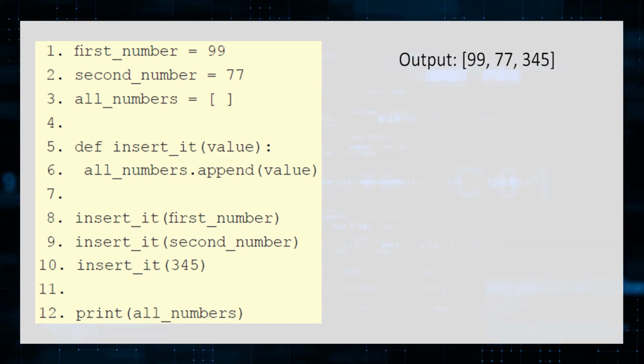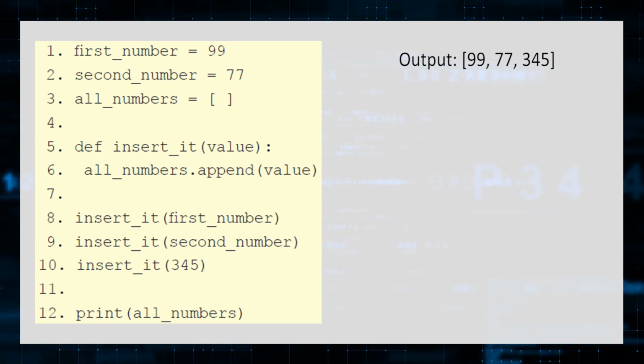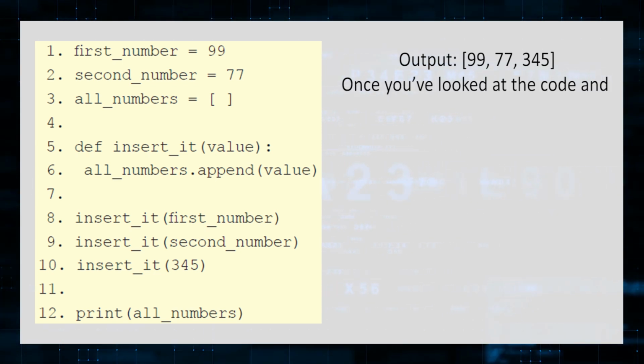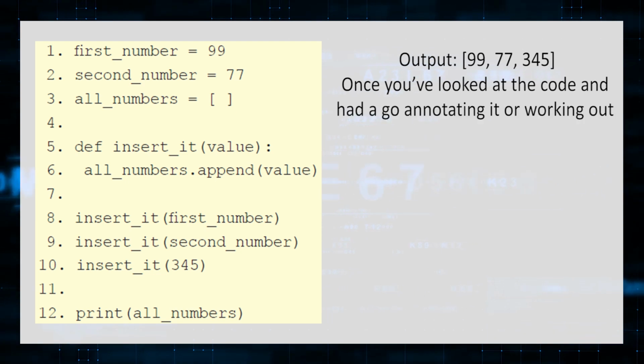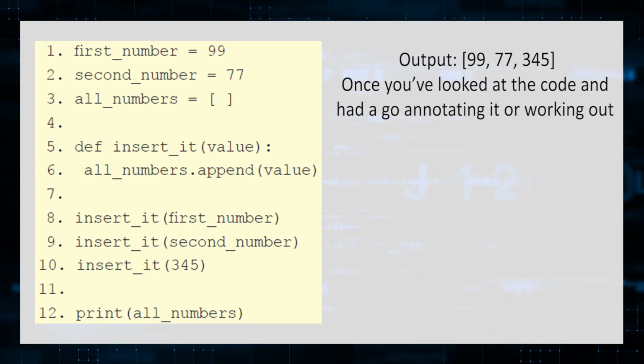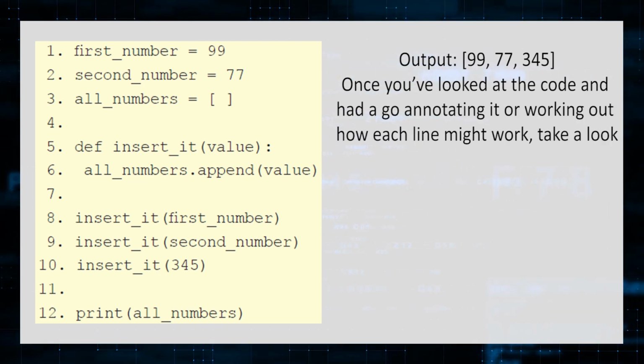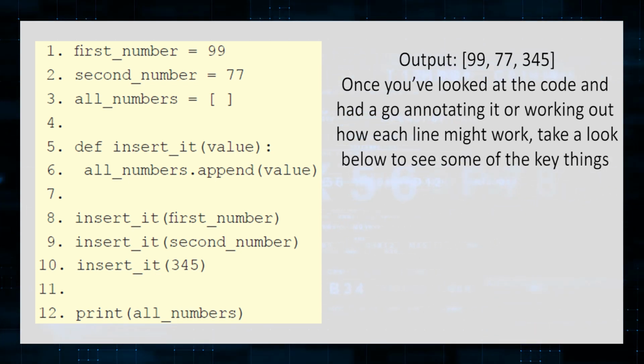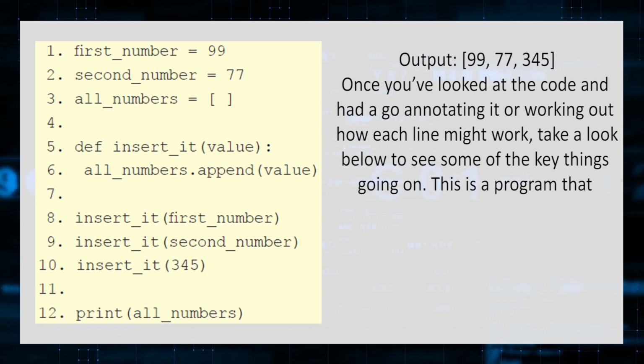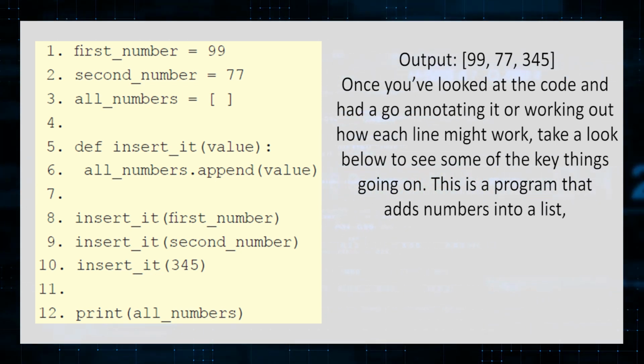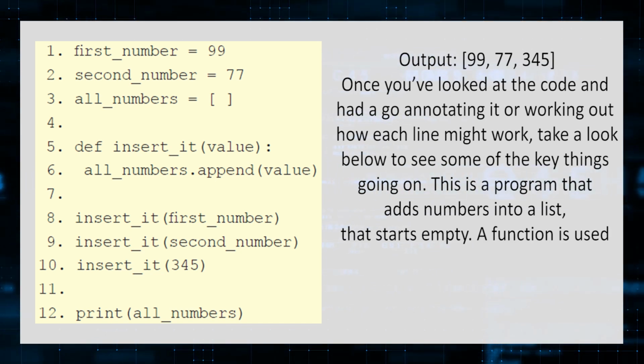Output: 99, 77, 345. Once you have looked at the code and had a go at annotating it or working out how each line might work, take a look below to see some of the key things going on. This is a program that adds numbers into a list that starts empty.